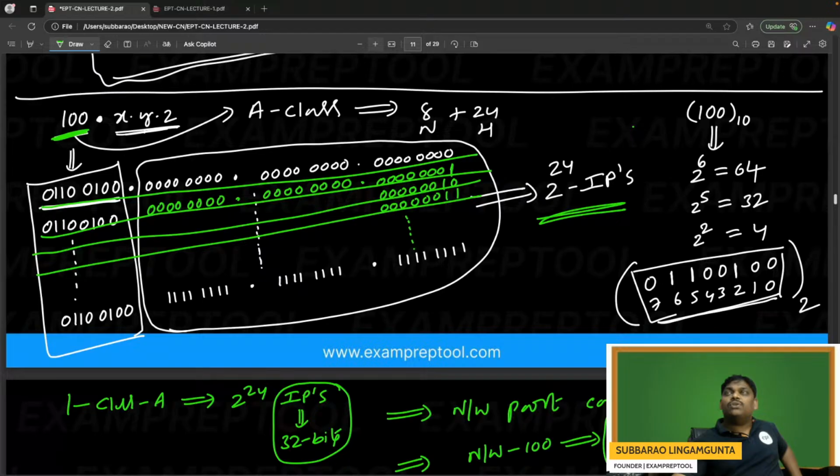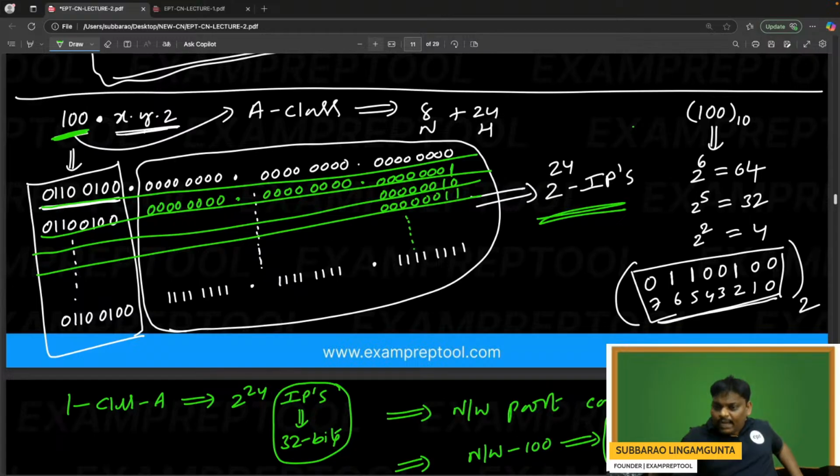Class A means 24 host bits, so 2 power 24 IPs. You have to understand it like this. Network number is 100. Network 100 contains how many IPs? Immediately remember: network 100 means class A. Class A means 24 host bits, so 2 power 24 IPs are possible. Why 2 power 24? 24 bits per host, from 24 zeros to 24 ones.